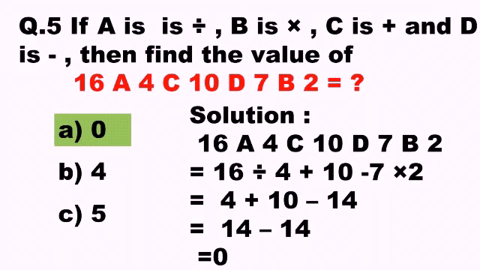So I have skipped one line. You can add it. So 14 minus 14 equals 0. So the answer will be option A, 0.